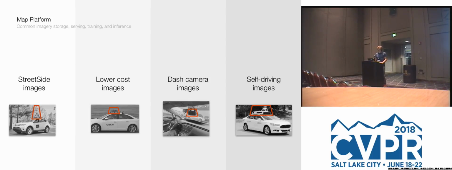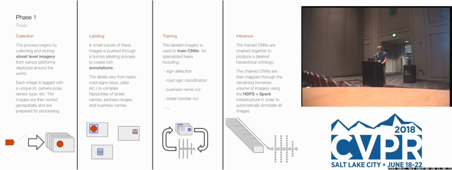So the first step in this process is thinking about this problem as a platform, thinking about the different aspects of this platform. Some of those aspects are being able to store imagery in a common way, being able to serve this imagery to a variety of tools or algorithms, being able to do training on different types of imagery, as well as large-scale inference on this data.